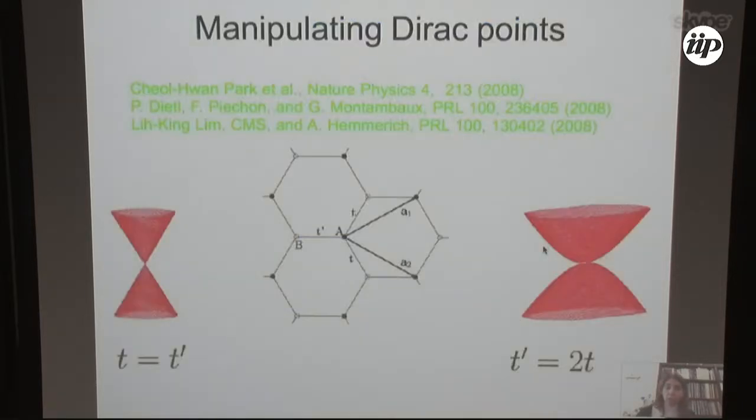So immediately when we started working on that, I was aware of some works that occur in the honeycomb lattice. You know that the graphene lattice has Dirac cones because of the hopping.